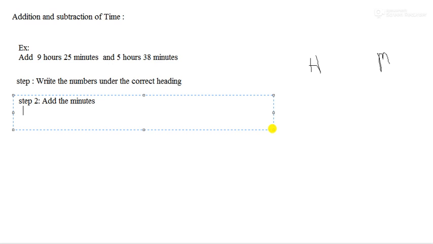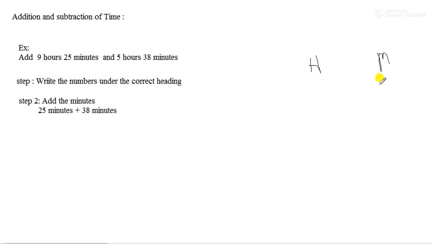So what are the minutes here? 25 minutes and 38 minutes. 25 minutes plus 38 minutes. So first we will add it here. Write it in a column, 25 minutes. Here hours are 9 hours and 5 hours 38 minutes. Now add it. First add the minutes. Here 5 plus 8 is 13, so 1 carry. Now 2 plus 1 is 3, 3 plus 3 is 6. Here it equals 63 minutes.